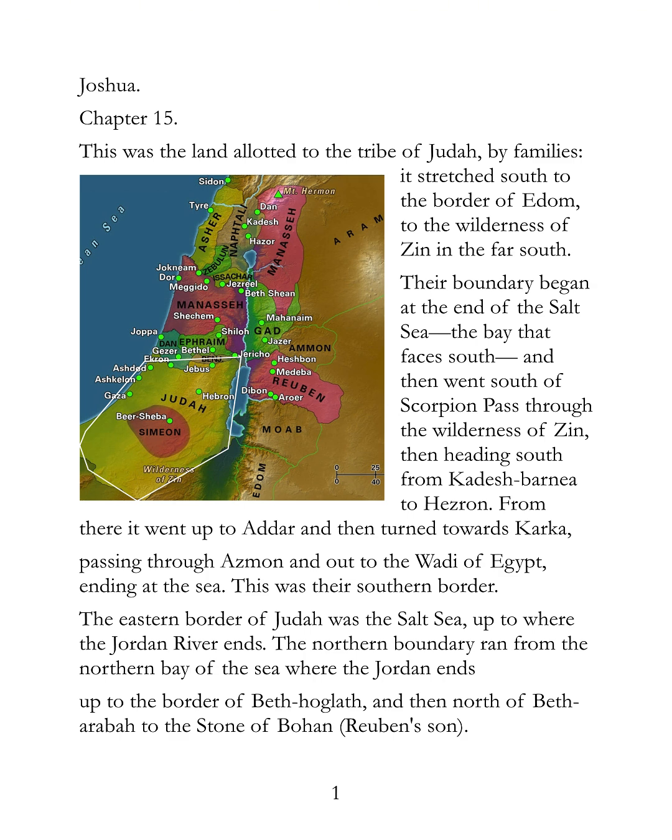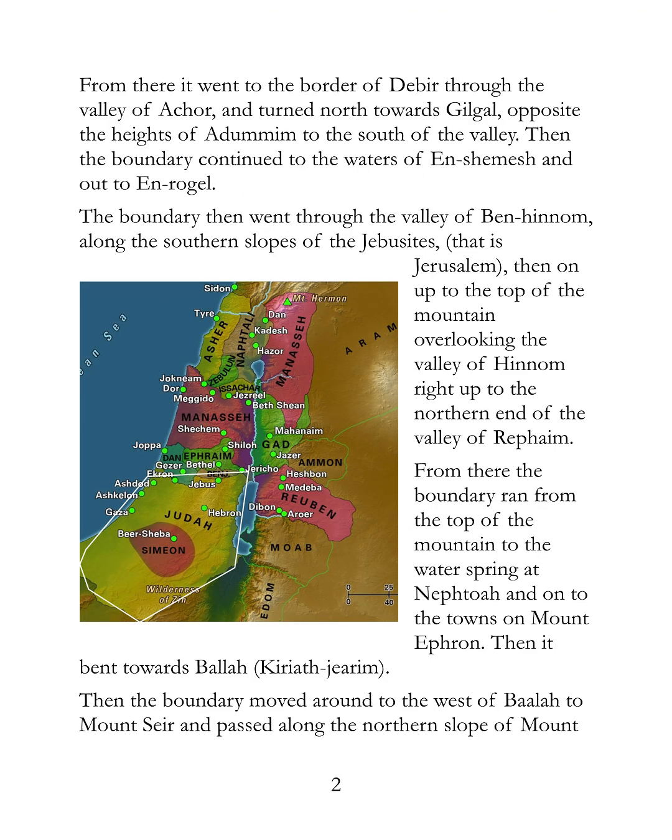This was their southern border. The eastern border of Judah was the Salt Sea, up to where the Jordan River ends. The northern boundary ran from the northern bay of the sea where the Jordan ends, up to the border of Beth Hoglath, and then north of Beth Araba to the stone of Bohan, Reuben's son. From there it went to the border of Debir through the valley of Achor, and turned north towards Gilgal, opposite the heights of Adumim to the south of the valley.